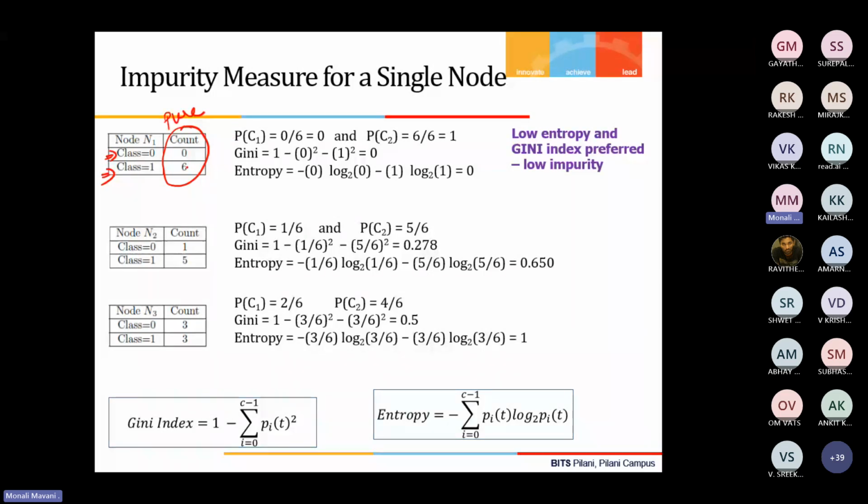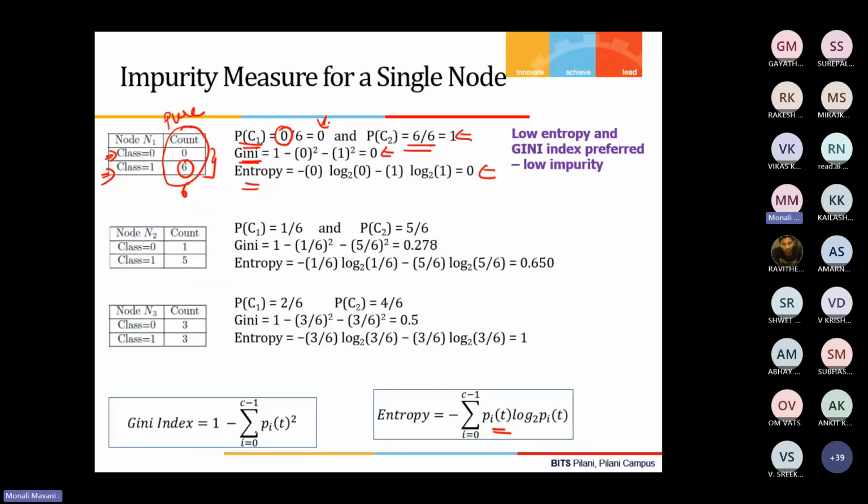Let's calculate the values of Gini and entropy. I have just 2 classes. I need to calculate the probability. Probability for the 0 class is 0 by 6. Total examples are 6. Out of 6 examples, 0 belong to the 0 class, so it's 0. And out of 6 examples, all of them belong to the other class, so the probability is 1. Use these probabilities, apply the Gini formula, and you will get Gini of 0. Same thing, apply the entropy formula, and you will get entropy of 0.